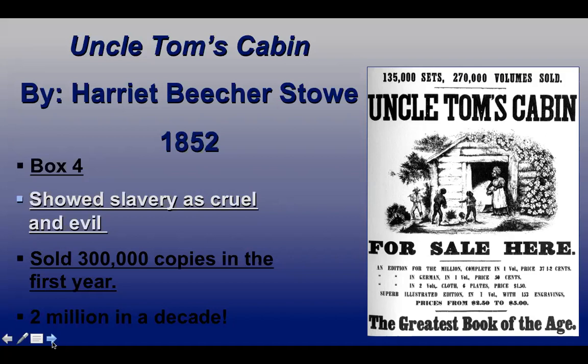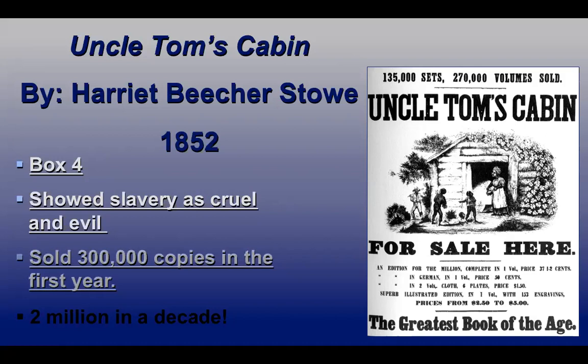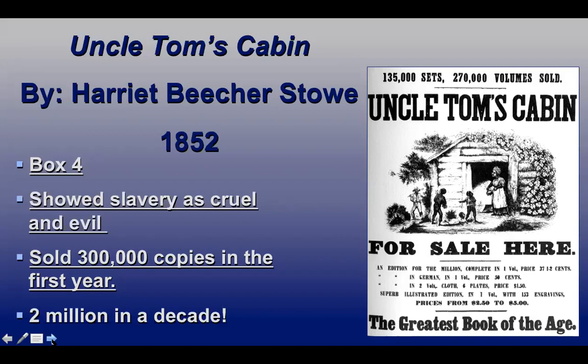I think it's one of those that at one point it was free on Amazon. But it's a very, very hard read. But what it did, though, is it really brought the realness of slavery to the forefront for people to see. It was a bestseller. It sold 300,000 copies in the first year, and in 10 years it sold 2 million copies. So it was a really good selling book.